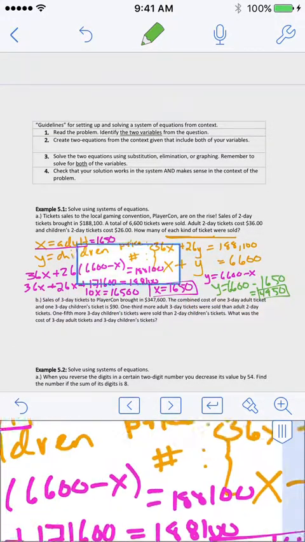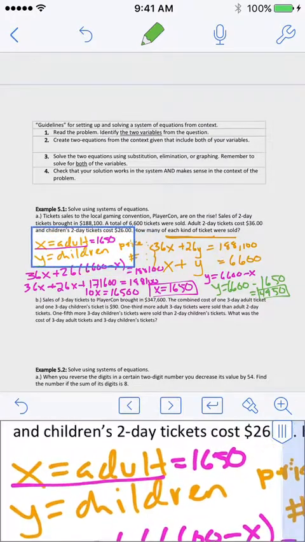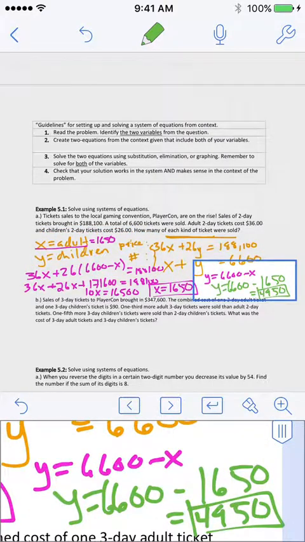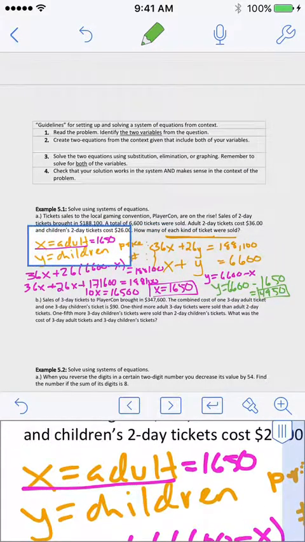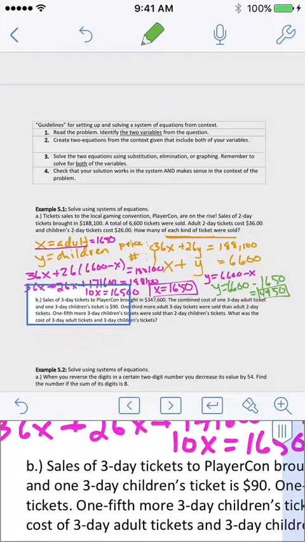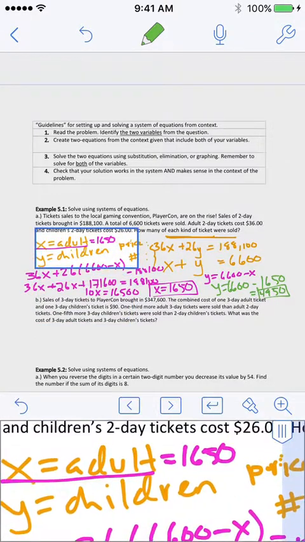So it looks like we've answered both questions. There were 1,650 adult tickets and 4,950 children's tickets. All right. Let's do the second problem together as well, because it's very, very similar. But before we even try to tackle that, go ahead and pause the video now if you have any questions about how we define the variables, set up the system, and then solved it using substitution.